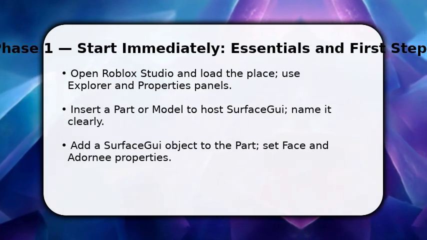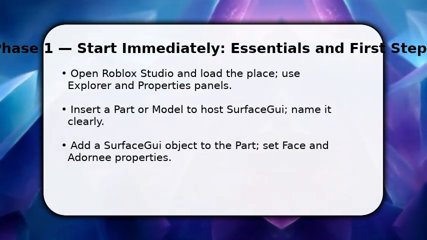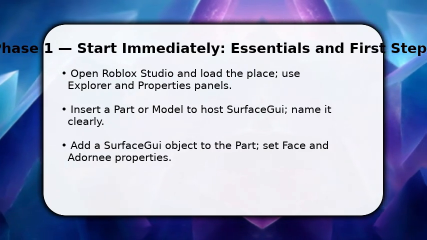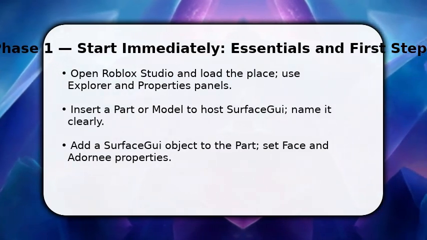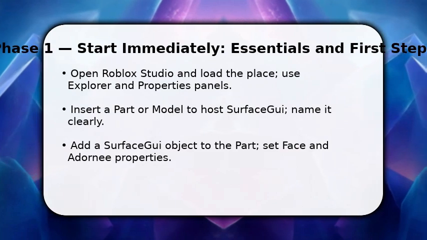Once done, add a TextLabel or ImageLabel as a child. Make sure to set ResetOnSpawn to false if you want persistence. This gets you straight into visible UI placement.